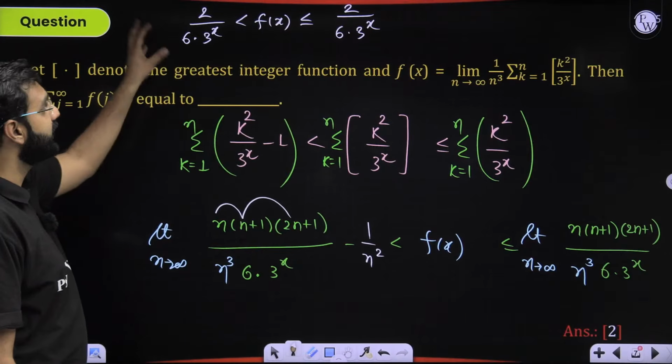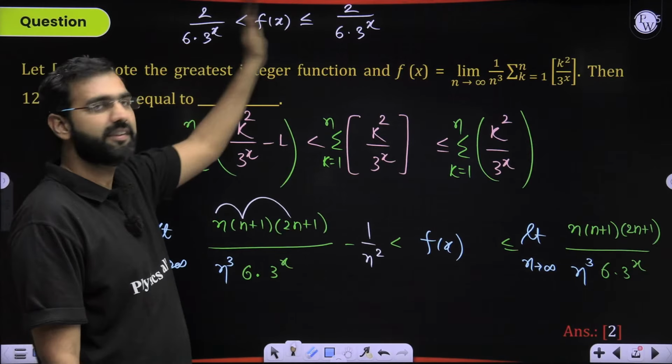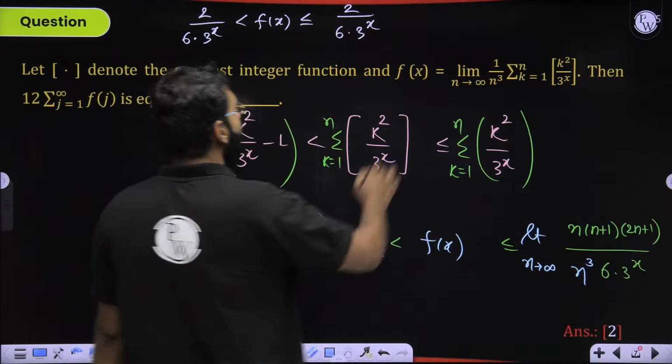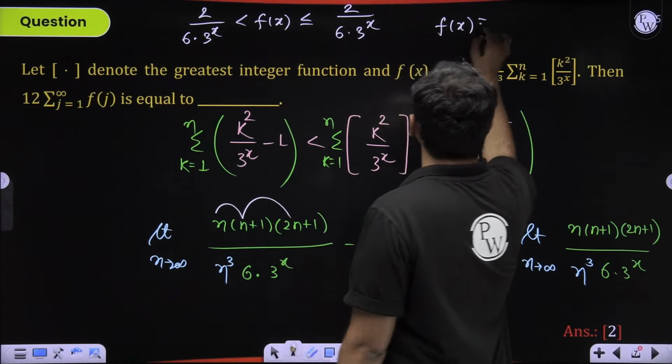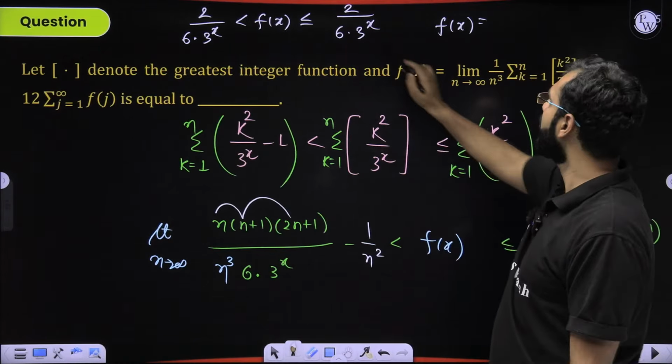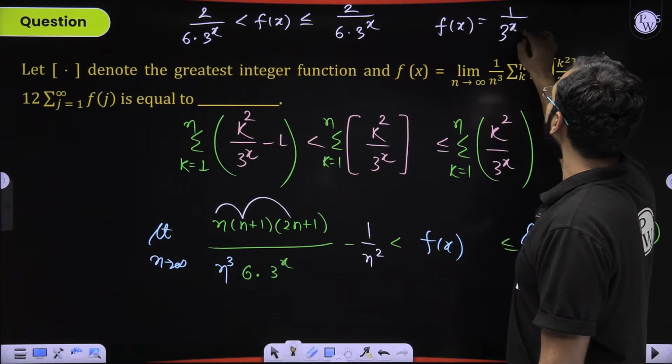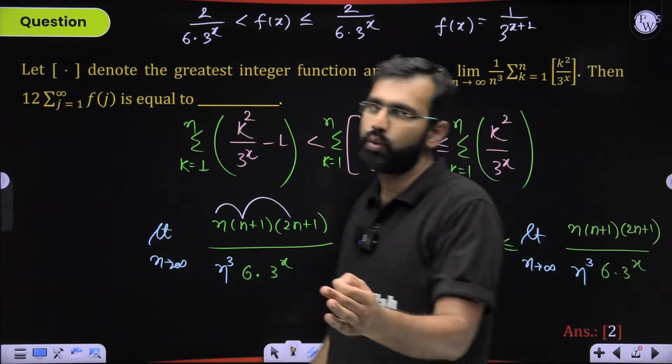Now with that, I think I have got an f of x, because f of x is between this and this. F of x is nothing but what? Sir, f of x is 2 by 6, that's 1 by 3. So 1 by 3 into 3 to the power x, that is 1 by 3 to the power x plus 1. So that's your f of x.